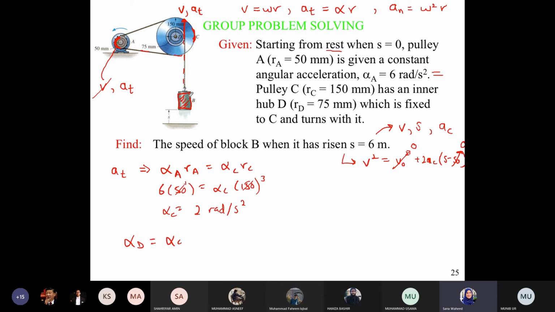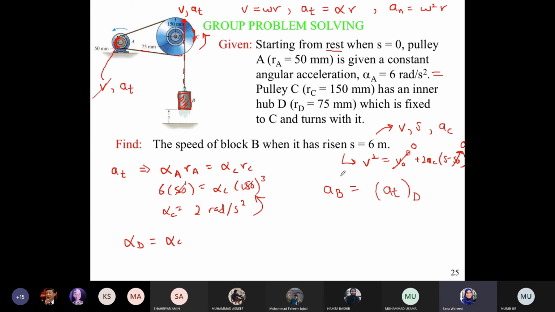I also want to point out the directions of rotation. Alpha A was like this, so alpha C is like so, and alpha D is also hence in the anti-clockwise direction, and hence it makes sense that the cable has an upwards acceleration. So let's find that. The acceleration of B is equal to the A_T, the tangential acceleration of the cable over the wheel D.